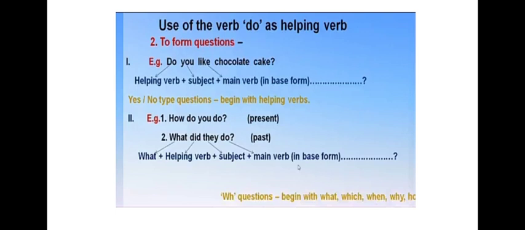The first use is to make negative sentences. To make negative sentences, we use a form of do as a helping verb in the present and past tense. Now in number 2, it is used to form questions. For example, do you like chocolate cake? Here, do is used at the start as a question. In this sentence we have two verbs: the main verb is like and the helping verb is do.